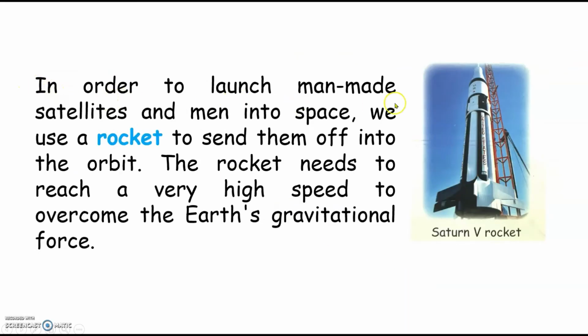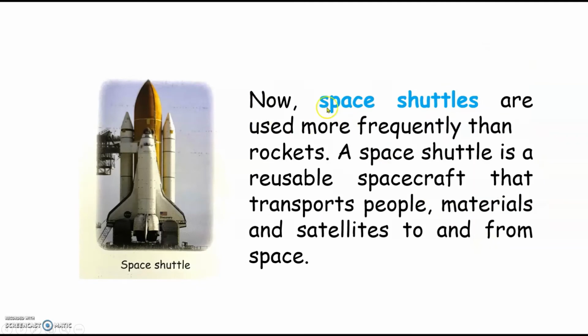In order to launch man-made satellites and men into space, we use a rocket to send them off into the orbit. The rocket needs to reach a very high speed to overcome the Earth's gravitational force. Now, space shuttles are used for frequently done rocket launches. A space shuttle is a reusable spacecraft that transports people, materials, and satellites to and from space.